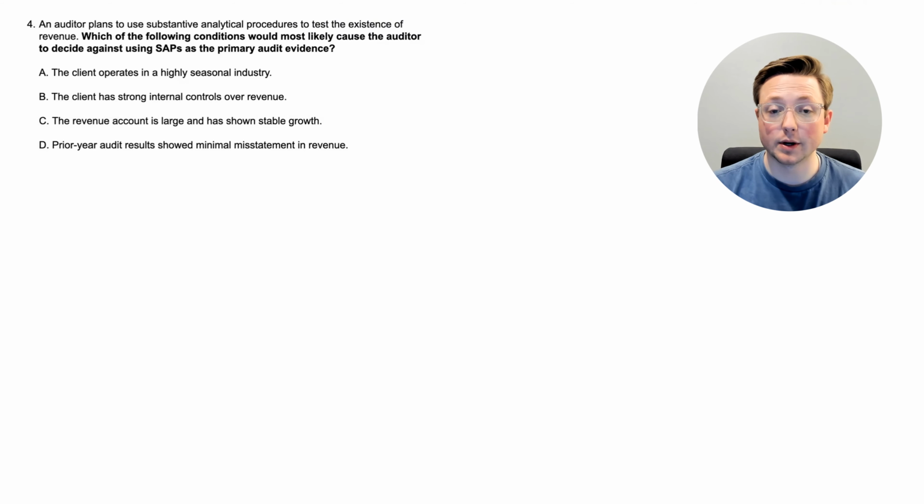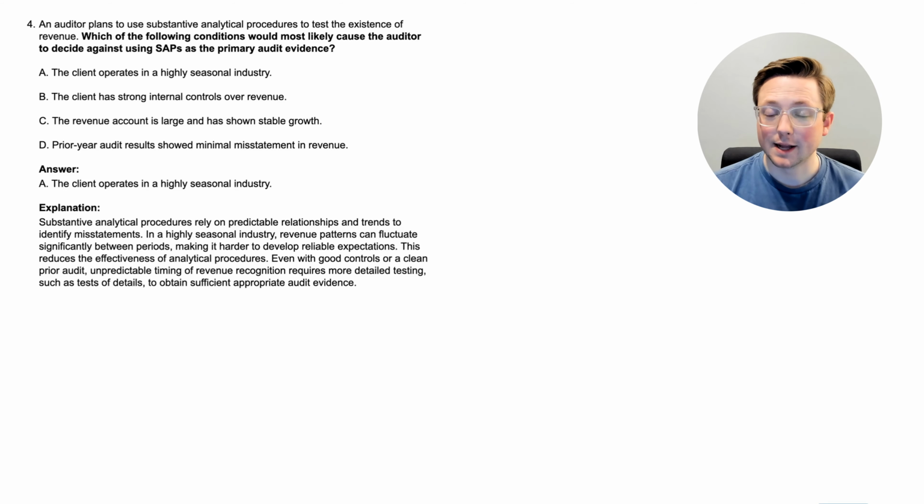Option A, the client operates in a highly seasonal industry. Option B, the client has strong internal controls over revenue. Option C, the revenue account is large and has shown stable growth. Or option D, prior year audit results showed minimal misstatement in revenue. All right, think about this, pause the video, and come back when you're ready. All right, here we are at the answer. A, the client operates in a highly seasonal industry. That would be a reason for you to probably not use substantive analytical procedures.